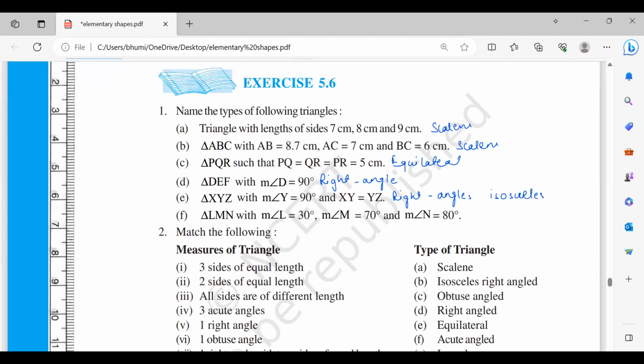LMN with 30, 70 and 80. Obtuse angled triangle? Because one of them is... oh no, sorry. This is acute angled. All are acute, and scalene.